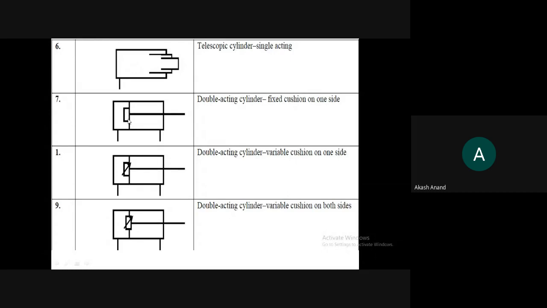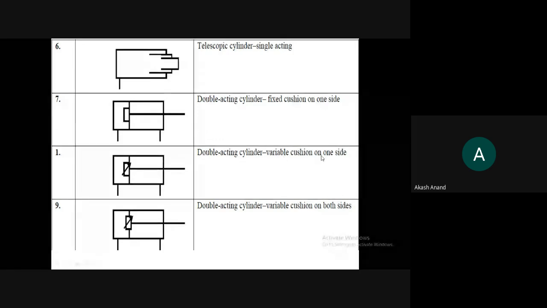Coming on to the seventh type, you can see at one side of the piston there is a cushion. This arrangement with two ports, one cylinder, one piston and a rod, with a cushion at one side of the piston, is called a double acting cylinder with fixed cushion on one side. This is the graphical symbol. Then the eighth one is a double acting cylinder with a variable cushion on one side. You can see an arrow mark through the middle of the cushion. That is nothing but a variable cushion.